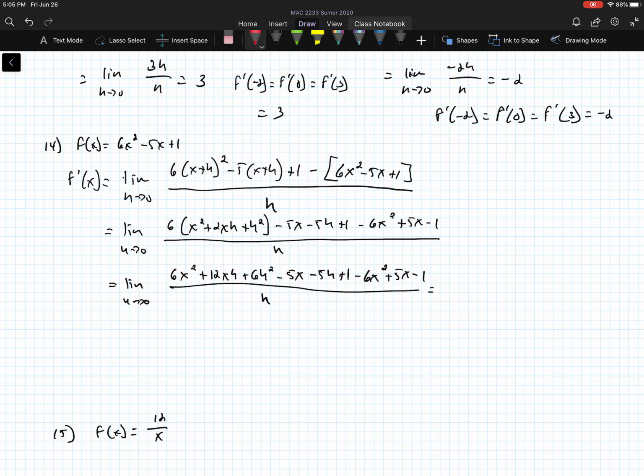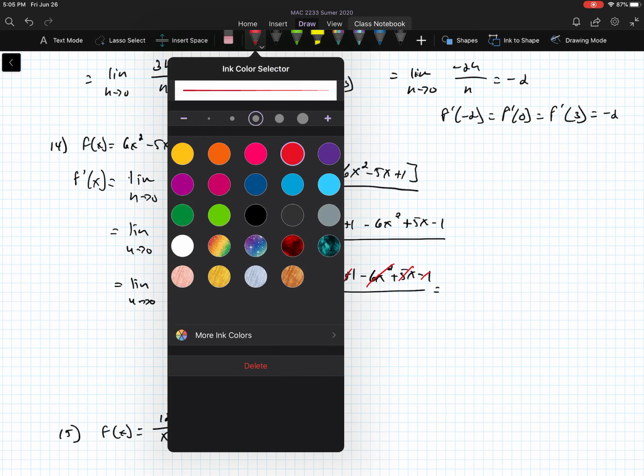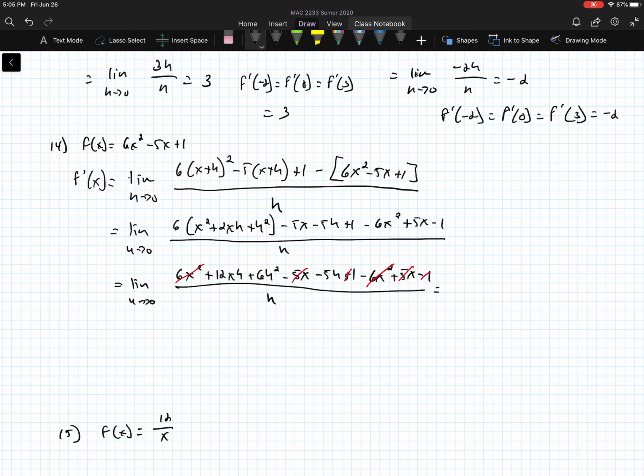So now what's going to happen here is that I'm going to go ahead and cancel out the ones that are pretty obvious. So the 6x squared, the 5x is also going to be canceled out. The 1s are going to cancel each other out, right? And so we double check everything. There's nothing else that I can cancel out at this point in time. So it's going to be 6h squared, sorry.